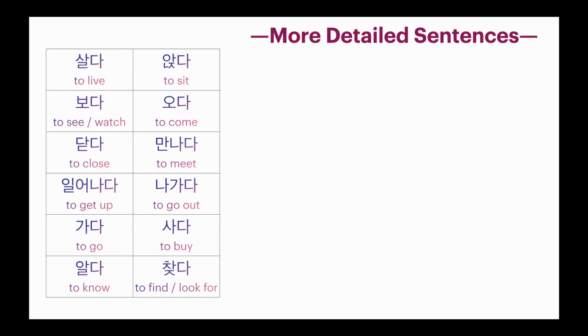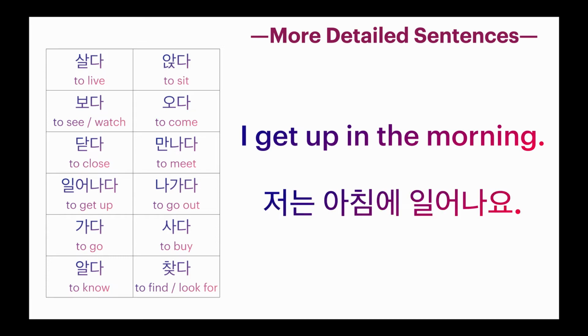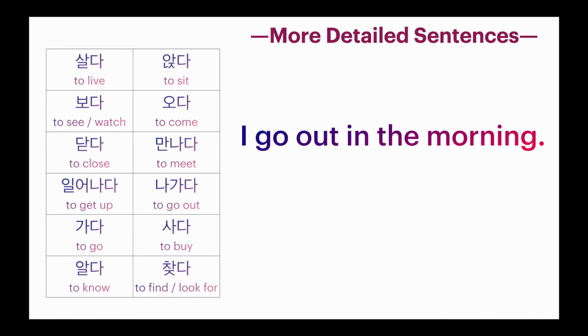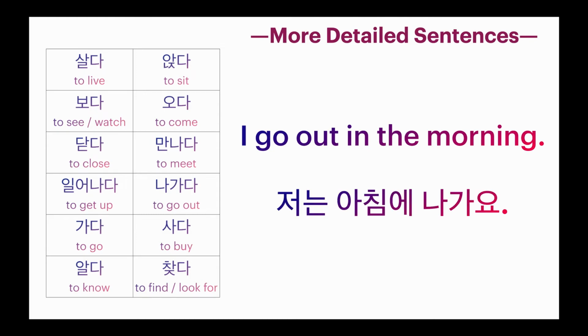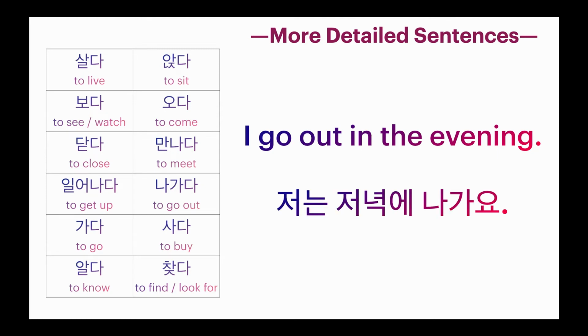And some more detailed sentences. I get up in the morning. 저는 아침에 일어나요. I go out in the morning. 저는 아침에 나가요. I go out in the evening. 저는 저녁에 나가요.